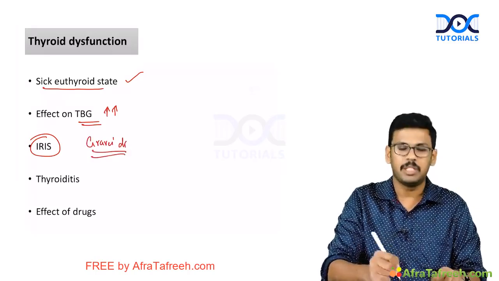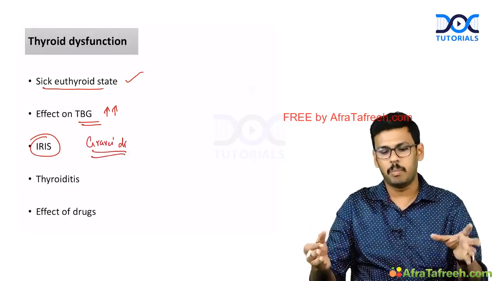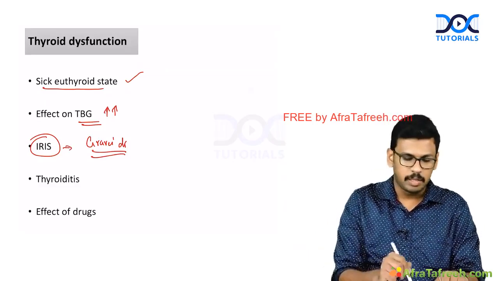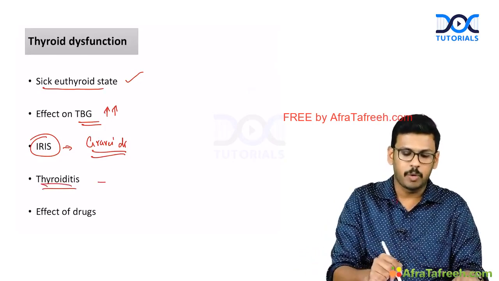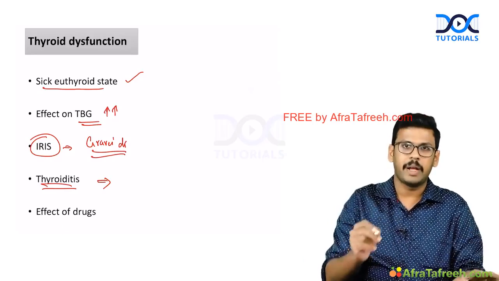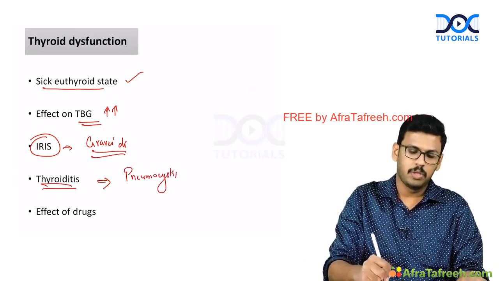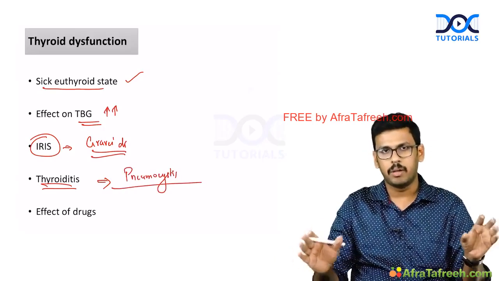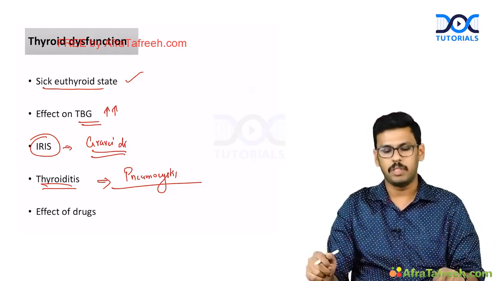With Graves' disease, the patient may develop TSH receptor antibody positivity, and Graves' disease is the most common manifestation of IRIS in a patient with HIV. Thyroiditis can also occur, and the most common cause of infective thyroiditis in a patient with HIV is Pneumocystis. So Pneumocystis carinii is the most common HIV-specific cause of thyroiditis in a patient with HIV.